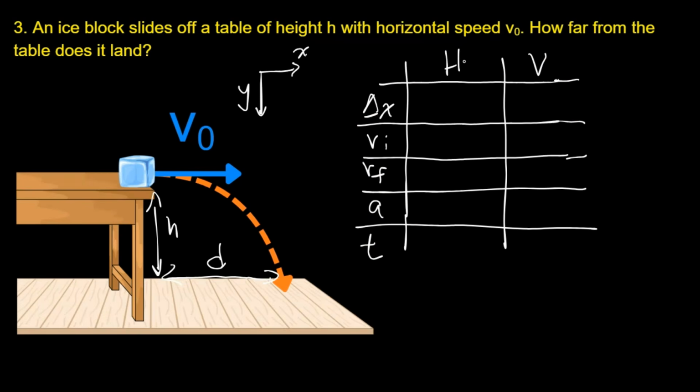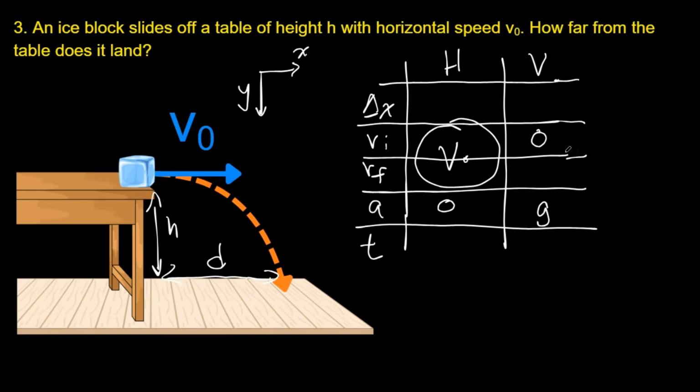This column will be for all the horizontal variables. This column will be for all the vertical variables. From the question, we know that the horizontal speed is v naught. The thing about horizontal launch projectile motion problems is to understand that the horizontal velocity is going to be constant because there's no force horizontally. Vertically, there is an acceleration of g because the force of gravity is pulling things down. Horizontally, the acceleration is 0. And the initial vertical velocity is also going to be 0 because it's launched horizontally.